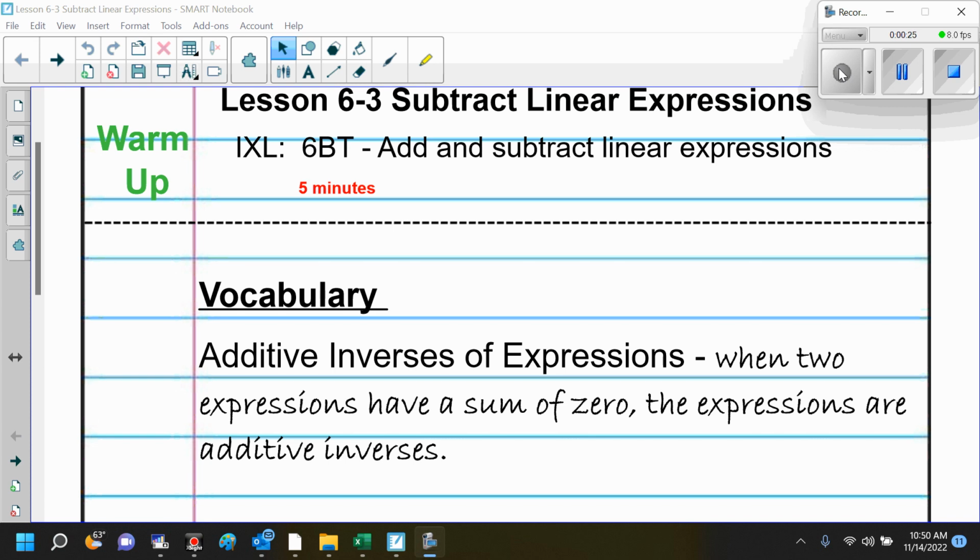So remember when we did integers and we were talking about additive inverses, and we said 7 and -7 are additive inverses because if we add those together, we get 0. Well, the same thing is with expressions. If I have an expression and the additive inverse of that expression, if we add those two expressions together, we should end up with 0.